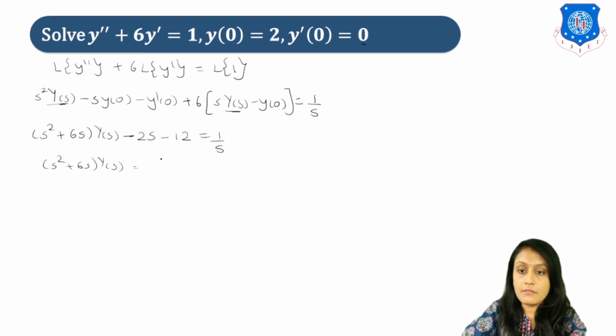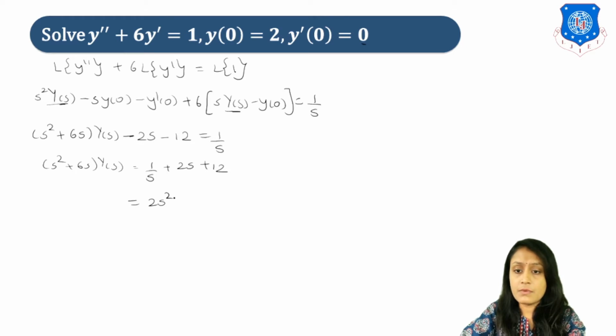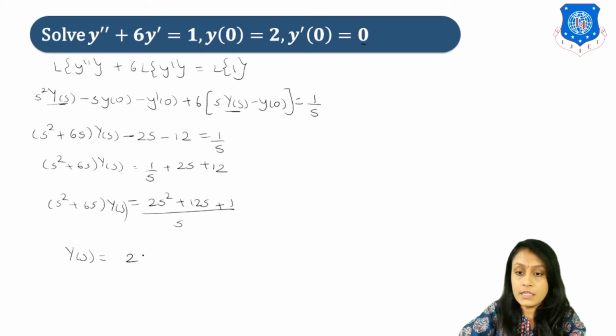So what you will get? 1 upon s plus 2s plus 12. Simplify this: it is 2s squared plus 12s plus 1 upon s, and here we have (s squared plus 6s) into Y(s). So from this we will make Y(s) the subject. What you will get is (2s squared plus 12s plus 1) upon s. Take s common from this, so here we'll get s squared, and here we will have s plus 6.